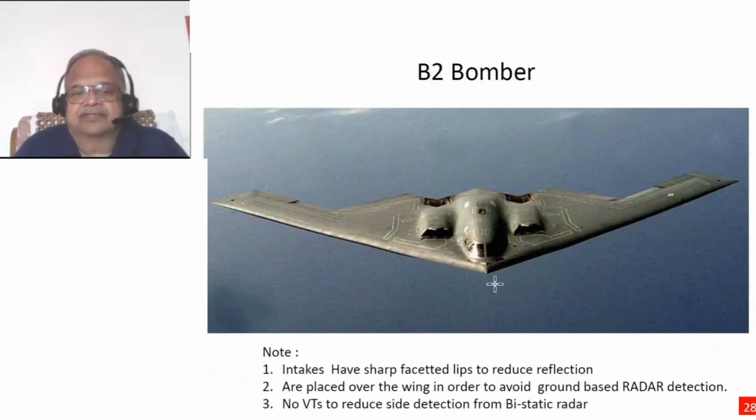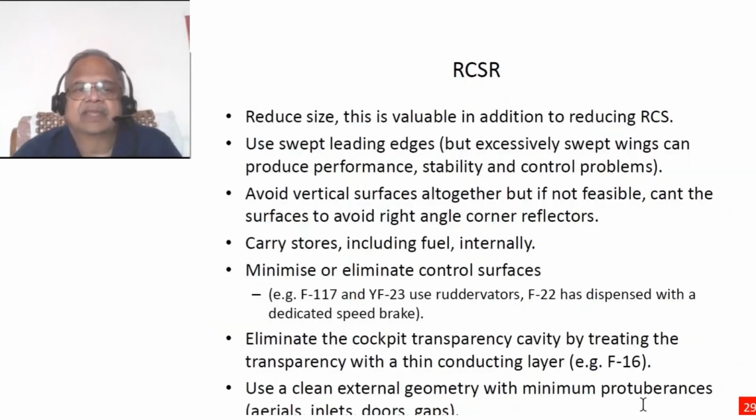So intakes have sharp faceted faces, and are placed over the wing in order to avoid ground-based radar detection. No vertical tail, to reduce side deflection from a bistatic radar, because you need to ensure that while you are reducing the radar reflection from the frontal or the monostatic radar, the possibility that bistatic radars are there. So you also want to minimize that reflection for vertical tails from the side transmitters or side reflections. So there are general thumb rules in trying to control the radar cross section.